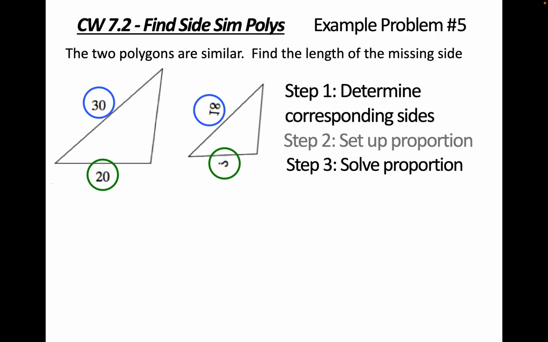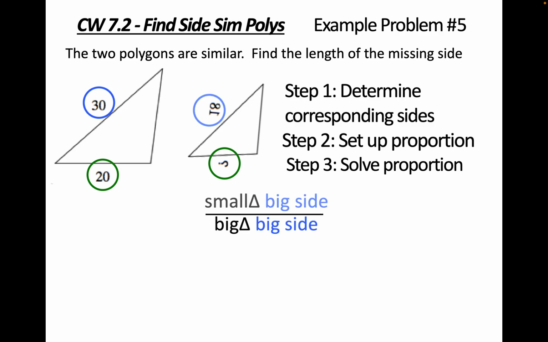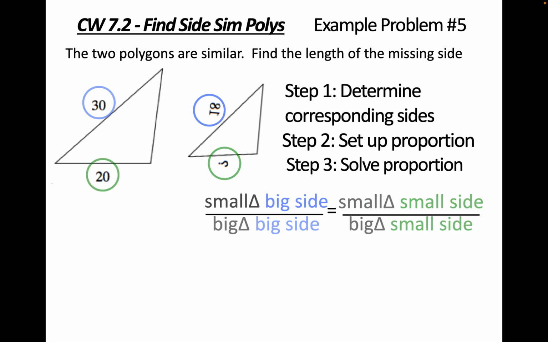So now I can set up the proportion. The small triangle, the big side, the ratio of that to the big triangle, the big side, or the blue over the blue, is going to have to equal the small triangle green side, or the smaller side, to the big triangle small side, which is the green side, 20.